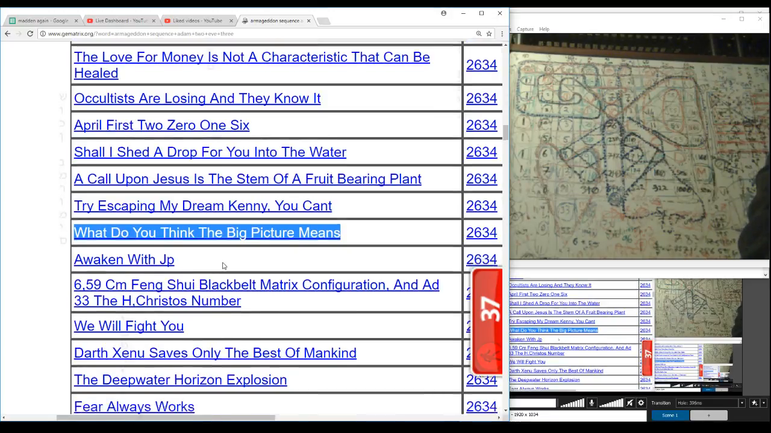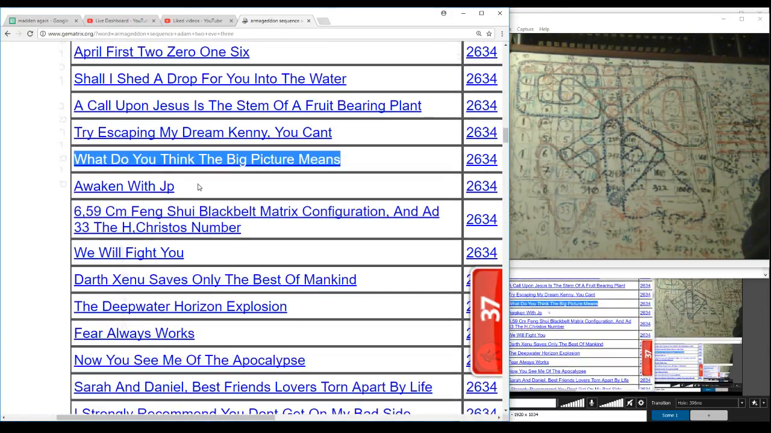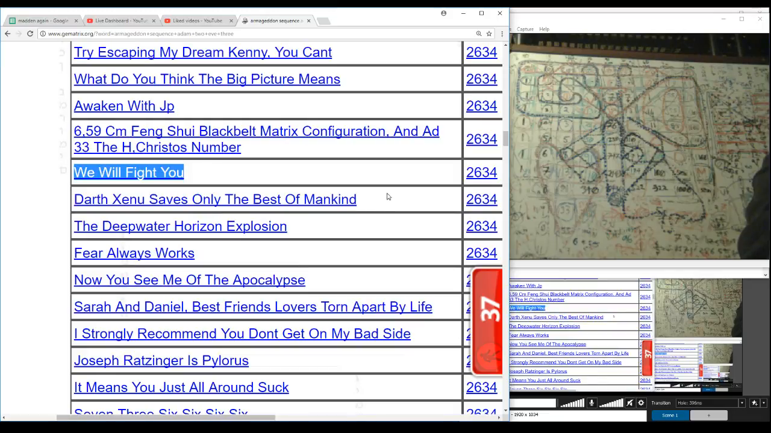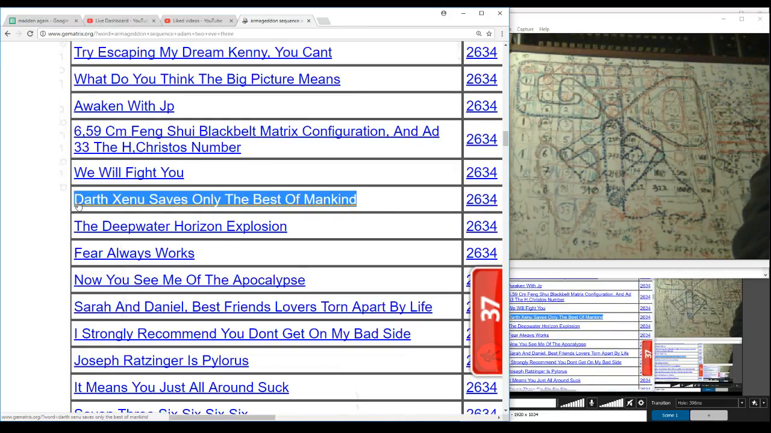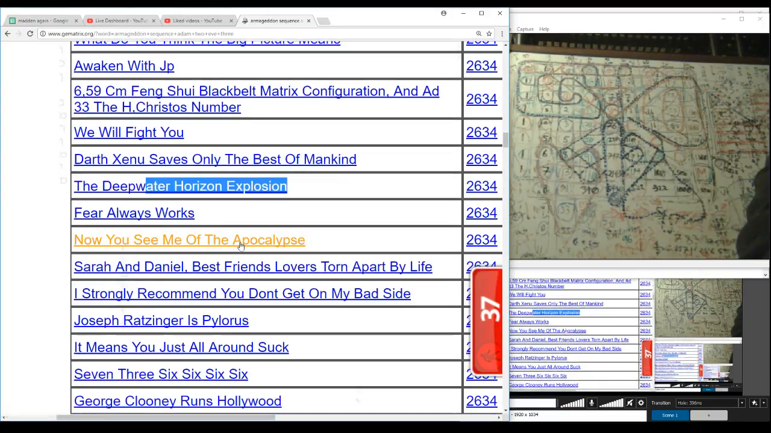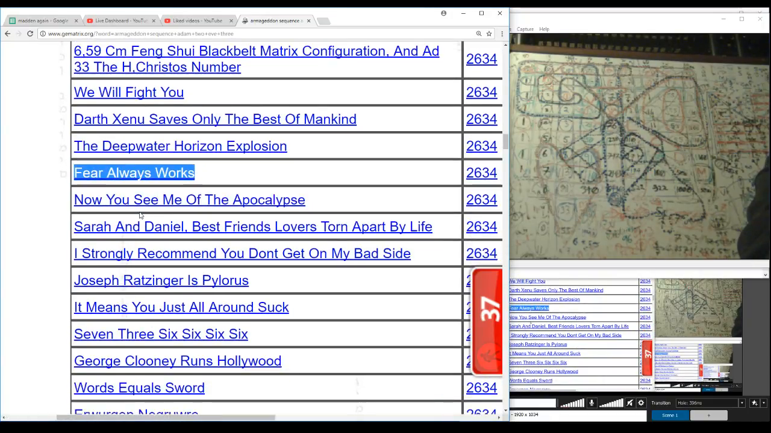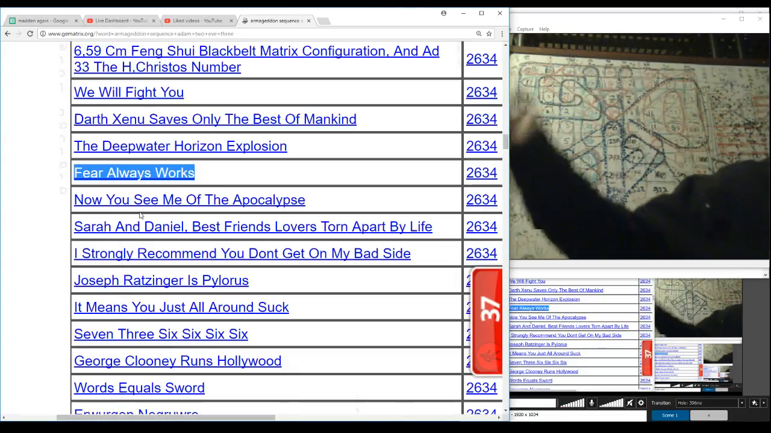What do you think the big picture means? Awaken with JP? I like that. We will fight you. Darth Xenu saves only the best of mankind. The Deepwater Horizon explosion. Fear always works. Fear always works because you guys actually believe in fear and have fear in you for some reason.